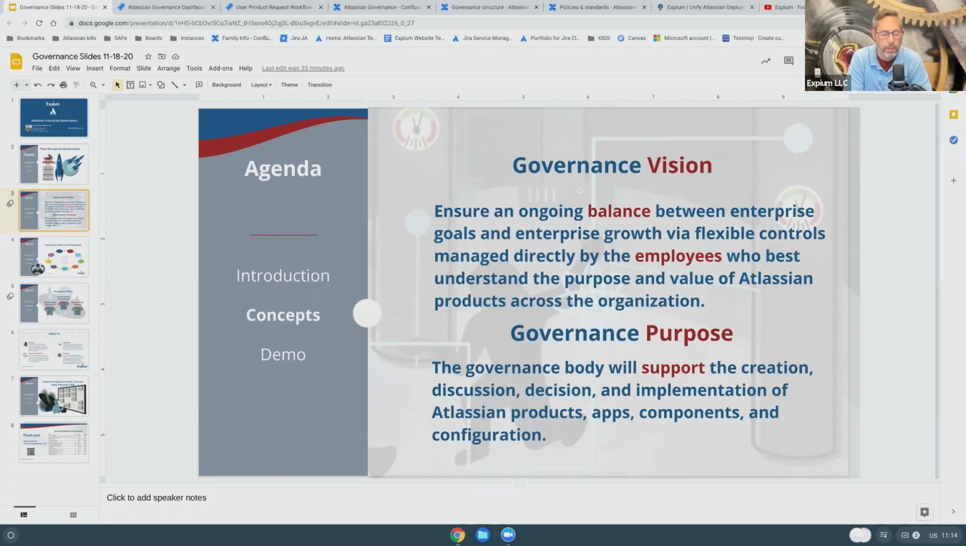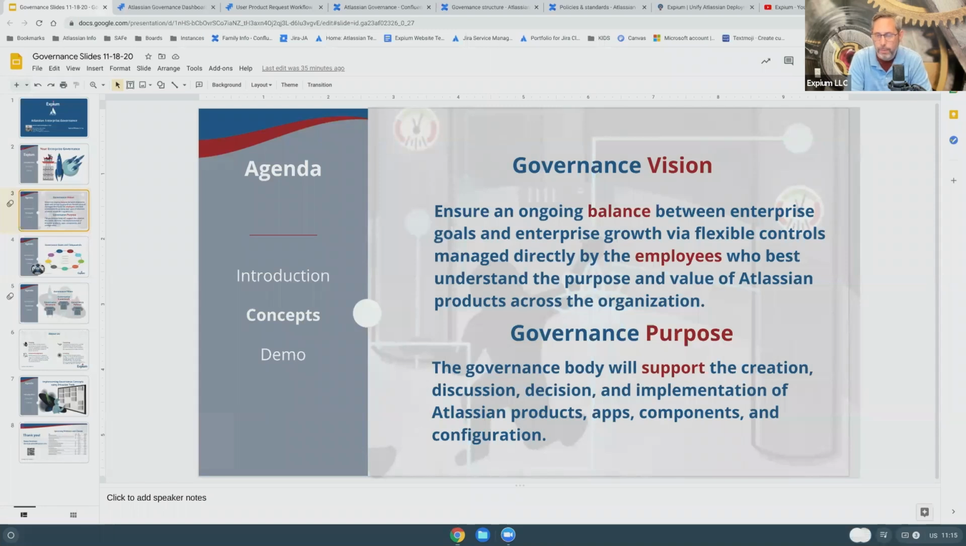Okay, governance purpose. The governance body will support the creation, discussion, decision, and implementation of Atlassian products, apps, components, and configuration. That's a mouthful that basically says your governance team, number one, is in a supporting role. Obviously, the governance team needs to implement some policies and practices, and those need to be adhered to by the people that are involved in your enterprise software. However, it is a supporting role, and what it's trying to support is, again, that rocket so that it can achieve maximum success across the different things, activities, decisions, discussions that are happening around your Atlassian tool.